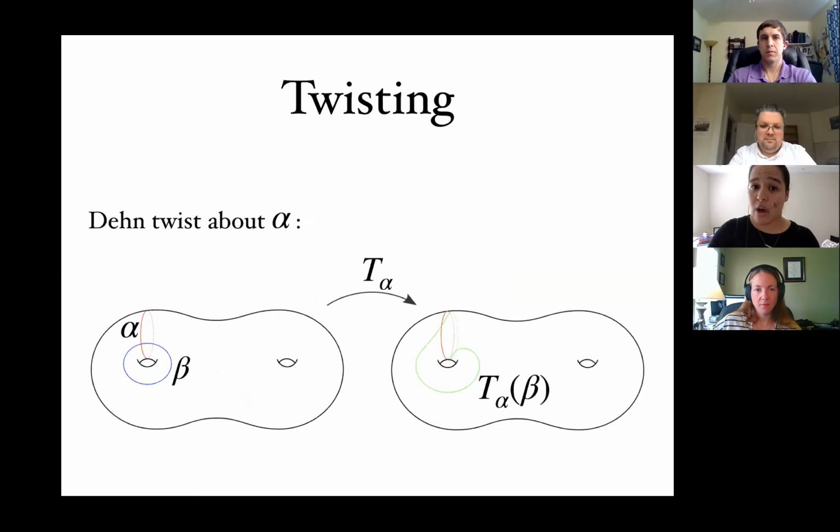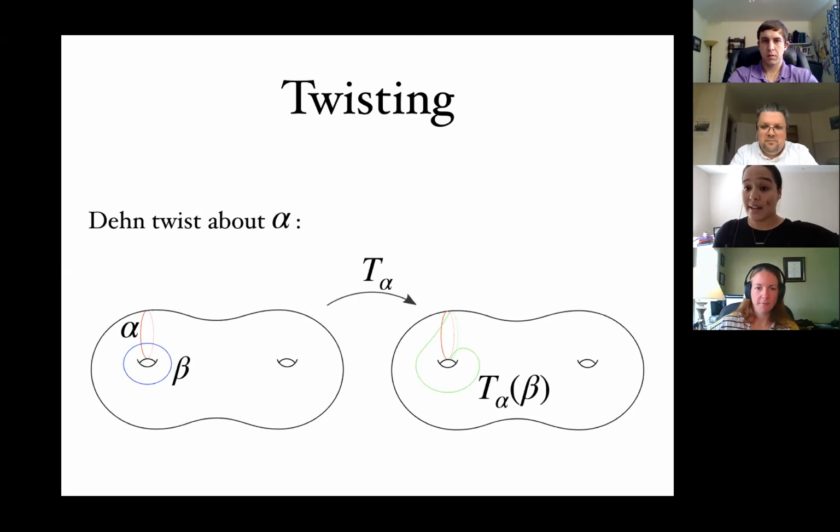Another type of homeomorphism that's a little bit more complicated, but is a building block for all the types of homeomorphisms that we can think about, is called a Dehn twist. So for this type of twisting, we can take a curve like this red curve, which I labeled alpha over here on the left, and we can do a twist about it. One way to think of this twisting is to cut open along alpha, and now you have your two annular neighborhoods, and you twist one around by 360 degrees and glue it back together.